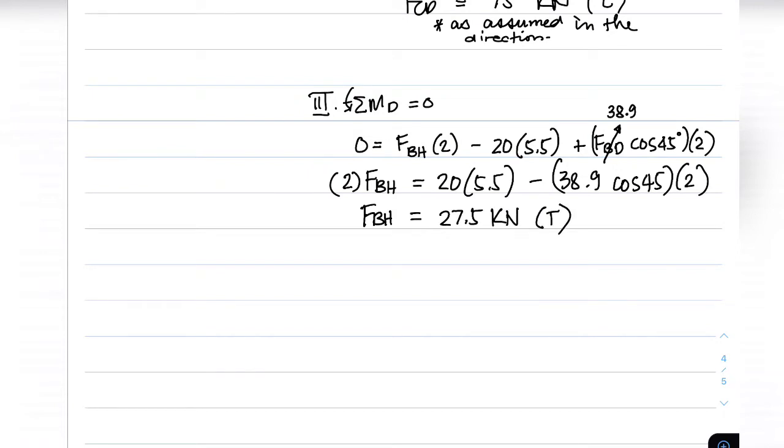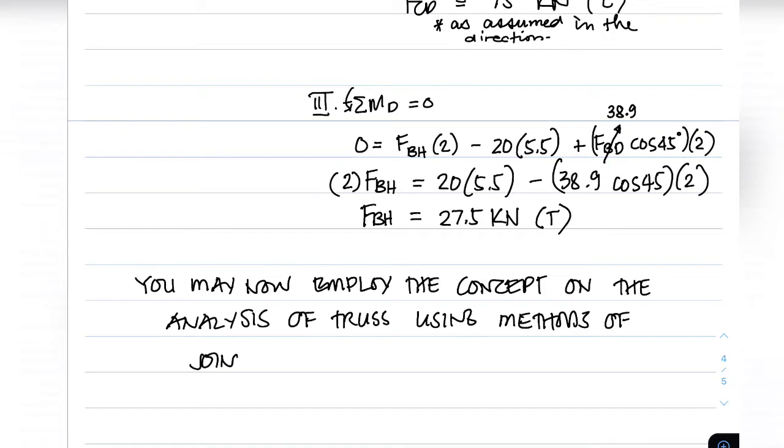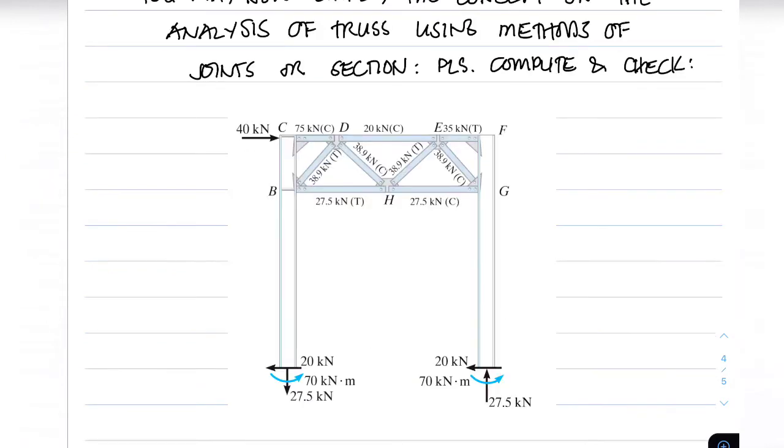You may now employ the concept of the analysis of truss using the methods of joint or section. So, compute and check if the values are correct. I will be giving you here the summary of the member forces. So, on your own, you try to check if this is correct.